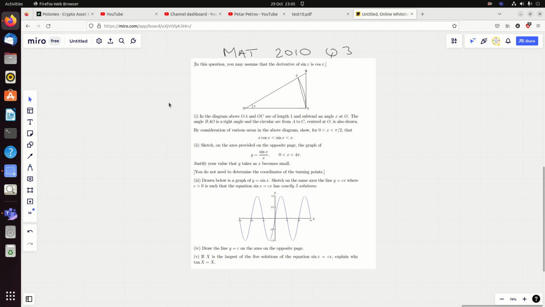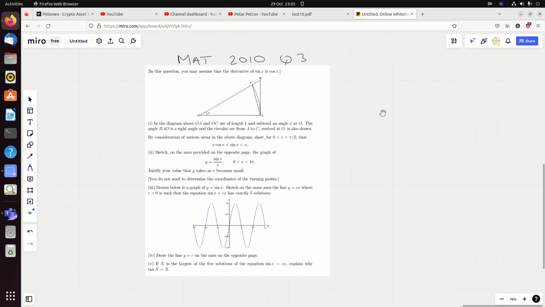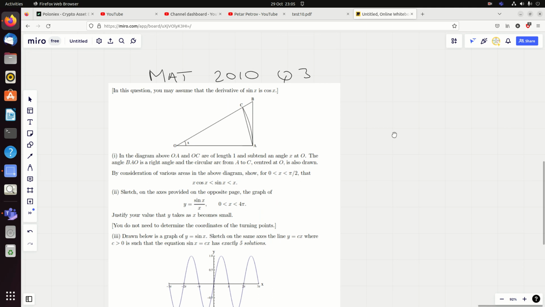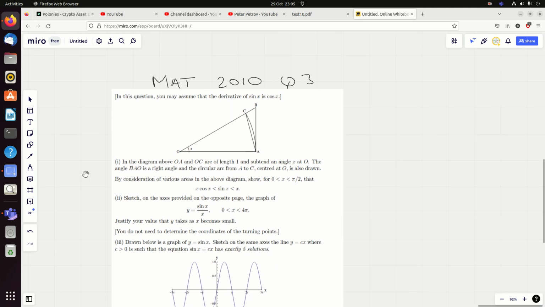Hi everyone, so here's the last video I'm going to do this evening anyway, Math 2010 question 3. Didn't mind this one actually, I thought this one was quite friendly. So you get this weird diagram here, but we've got to prove a result in this first situation: x cos x is less than sine x is less than x.